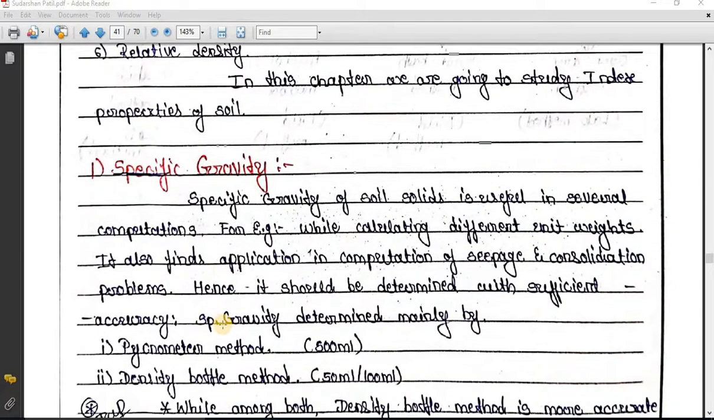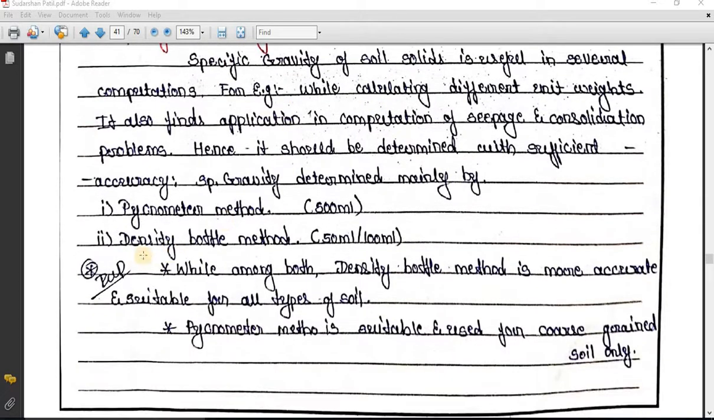You can see we have studied the specific gravity. Specific gravity can be defined as the unit weight of soil solids to the unit weight of an equal volume of water. That is, specific gravity is denoted by capital G, which is equal to γS divided by γW. Specific gravity can be determined by two methods, the pycnometer method and the density bottle method. The density bottle method is suitable for all types of soil. The pycnometer method is suitable for coarse grained soil only.